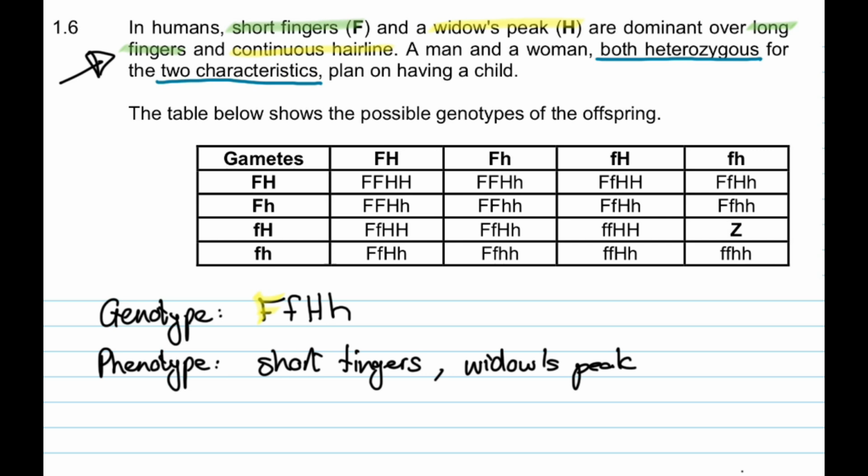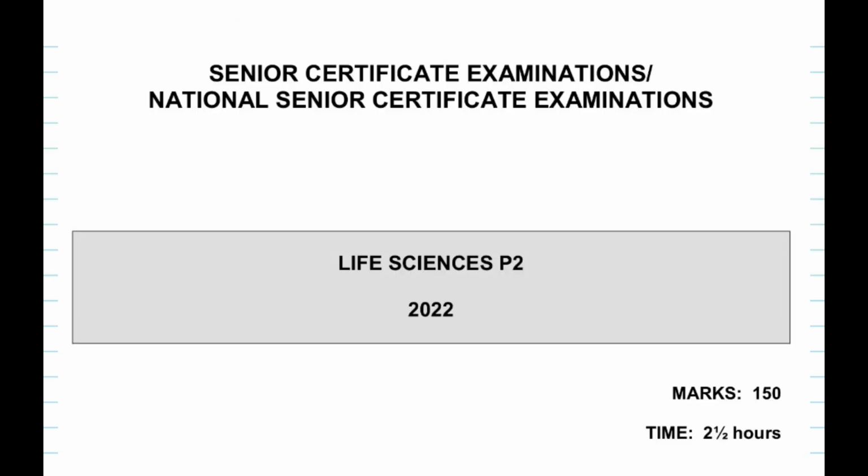Right. In our next video, we'll come back to this example to have a look at how we determine the offspring. Our last example comes from Life Science Paper 2, and this will be a June 2022 paper.